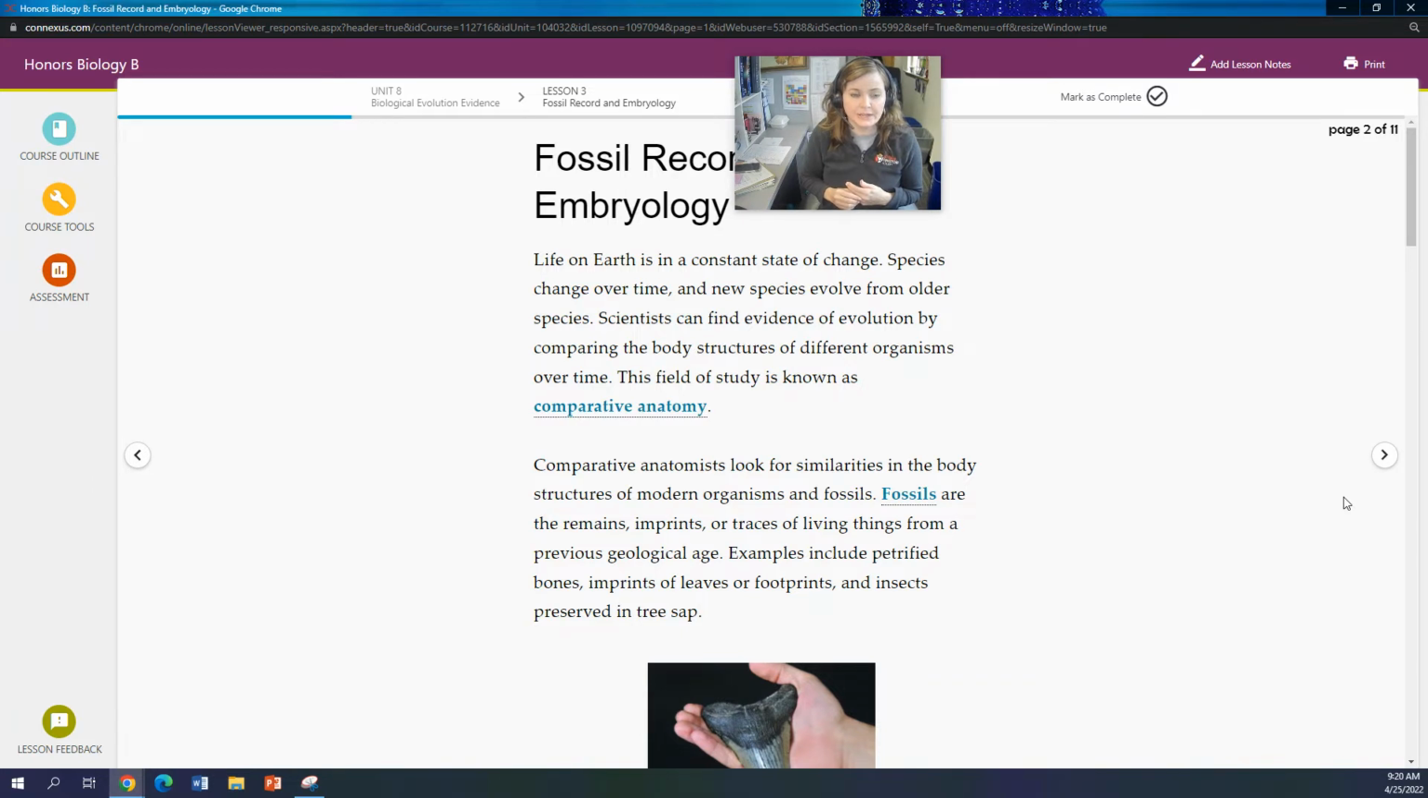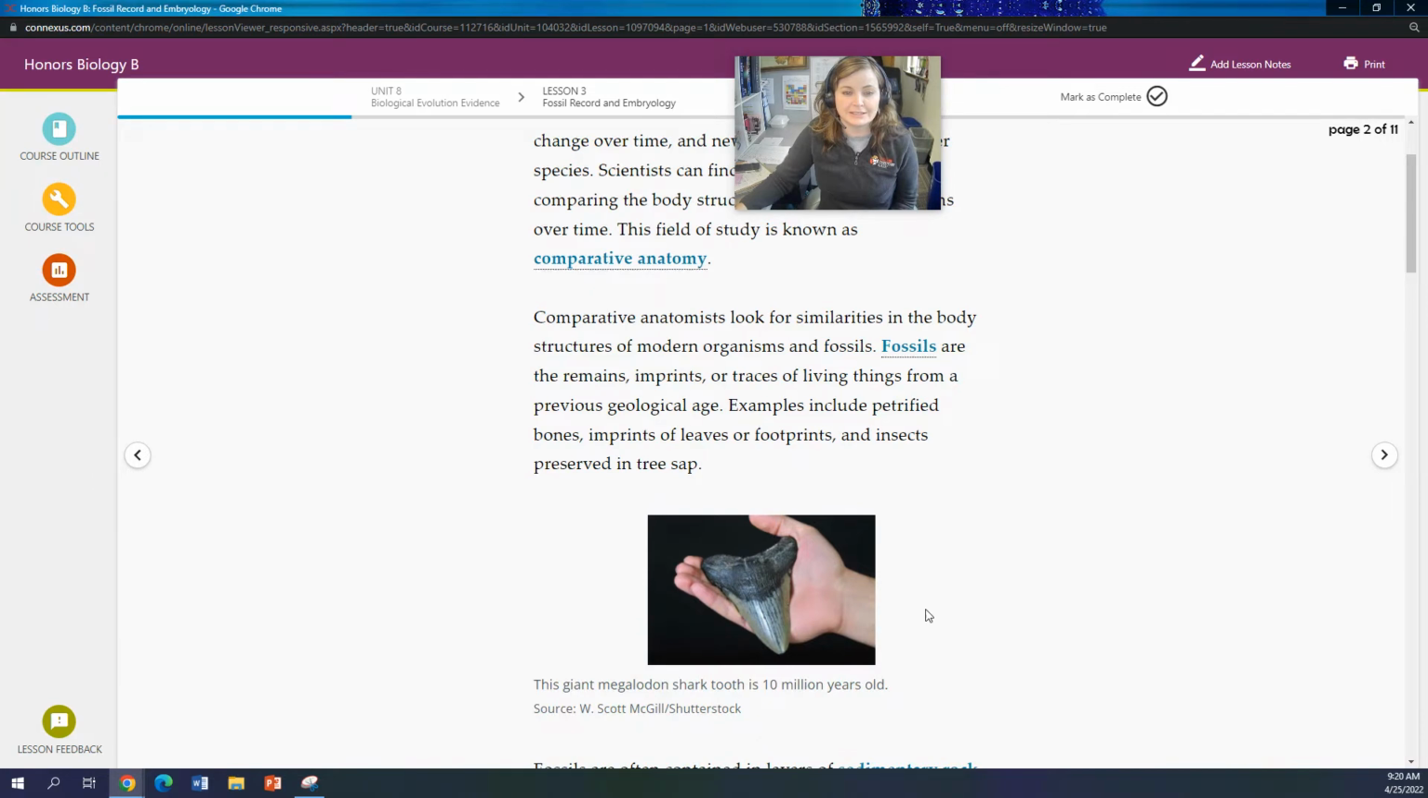So we are talking here about comparing body structures of different organisms over time. So how can we do this? We live today, we don't live in the past. How can we compare body structures over time? We can compare body structures of living things, but using fossils allows us to compare body structures of living things to things that no longer are alive, or to look at how they have changed over time. So fossils are a great way to do this.